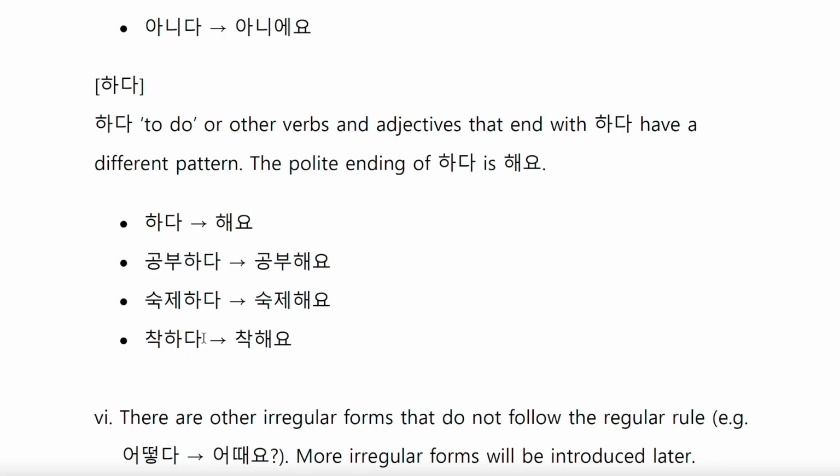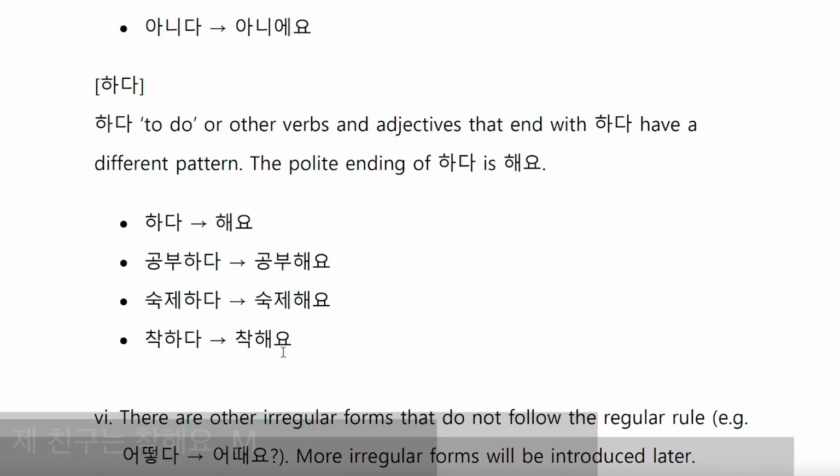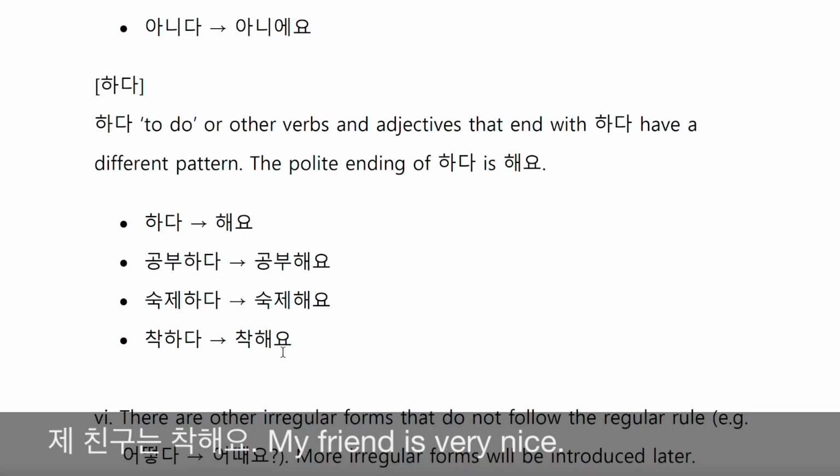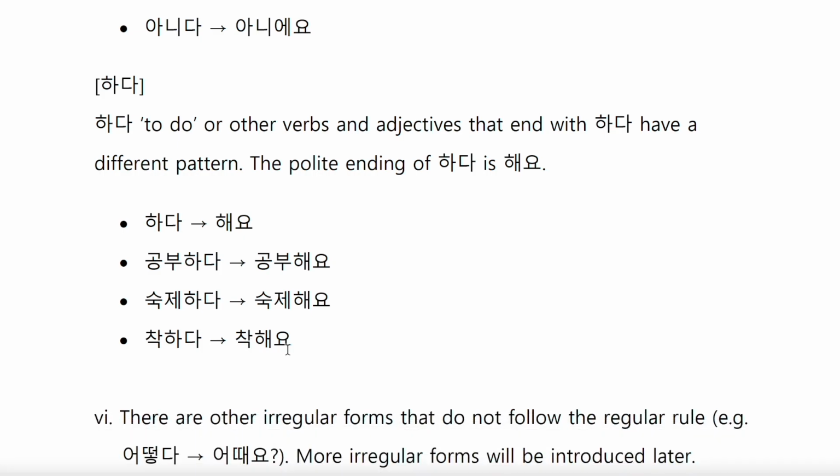그러면은 verbs and adjectives. 착하다, 그러면 to be nice. Person is very nice, kind. 그러면 착하다, 그래요. 착하다. 그러면 착해요. 착해요. 제 친구는 착해요. So my friend is very nice and good-hearted. 착해요. 숙제해요. 그럼 to do homework. 공부해요, to study. 그렇죠? 그래서 하다 and other 하다 ending words, 그러면은 we conjugate them into 해요 form.